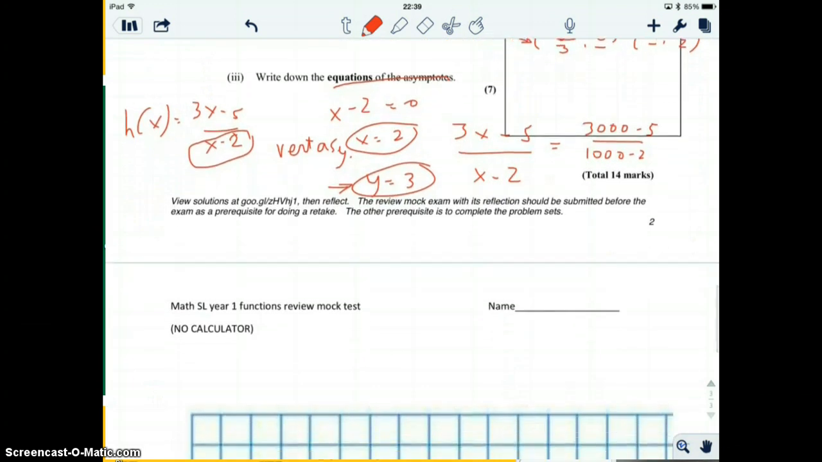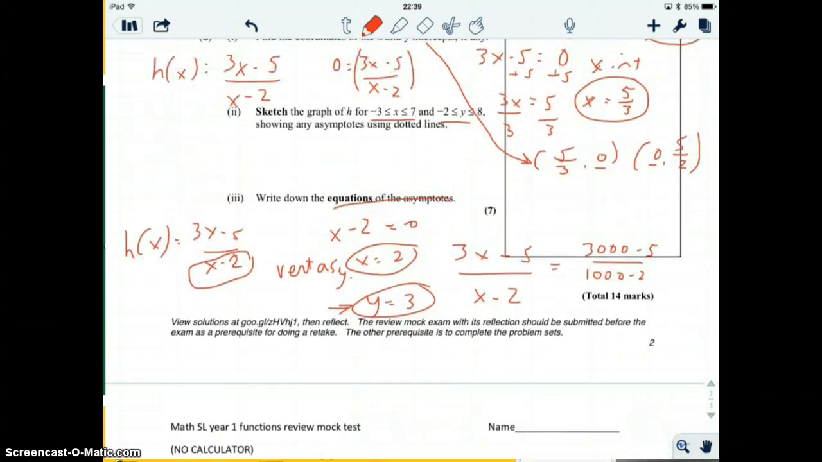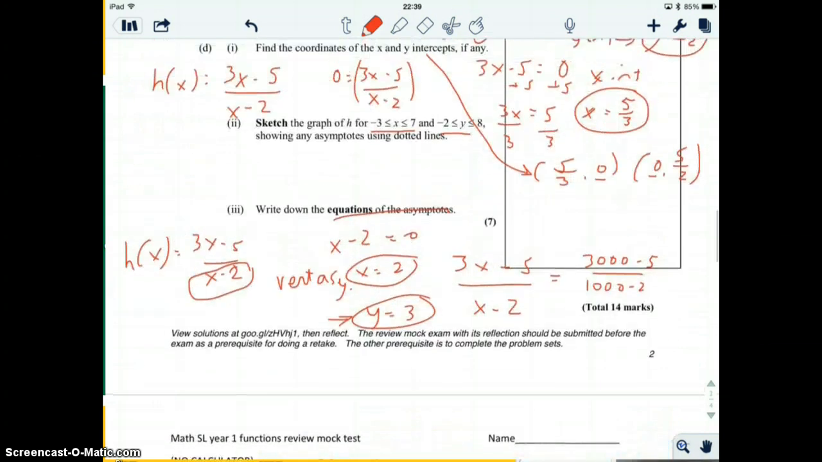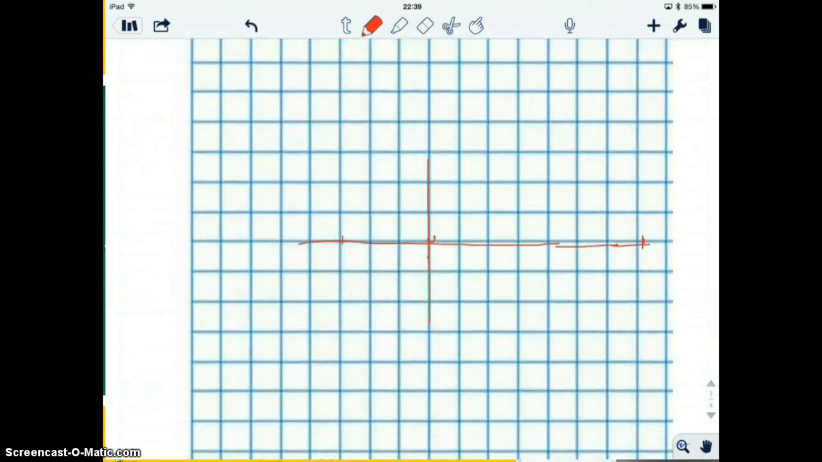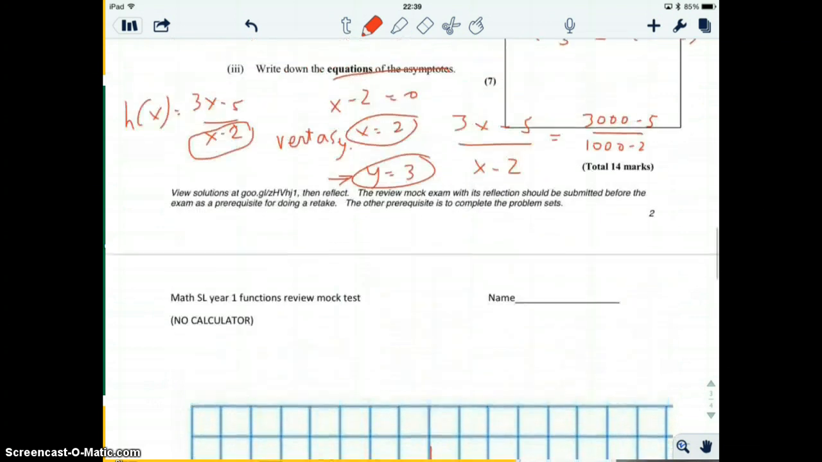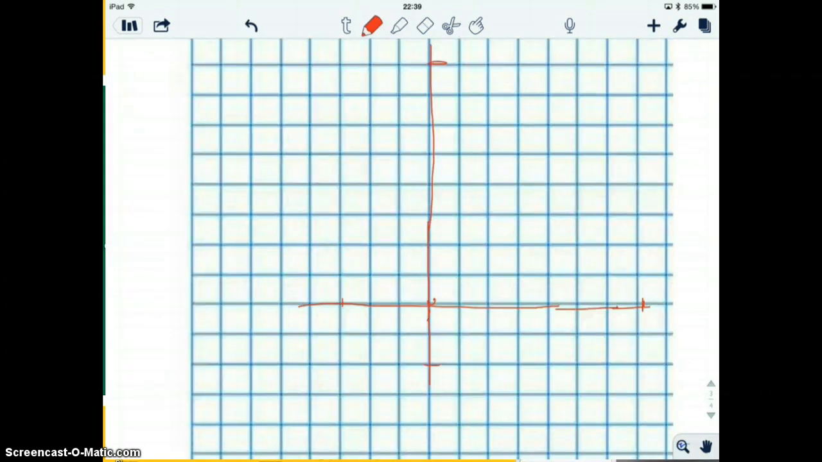Now let's graph this. So first we said we're going to graph between -3 and 7 on x. Okay, so let's say here's the origin. And so -3 would be about there. And 7 would be 1, 2, 3, 4, 5, 6, 7. Okay, and here's the origin. And then we're going to graph from -2 to 8 on the y-axis. So -2, 1, 2, 3, 4, 5, 6, 7, 8. So it would be up to there. Okay? And we know that the asymptotes are at x equals 2 and y equals 3. So we'll draw dotted lines there. X equals 2, y equals 3.